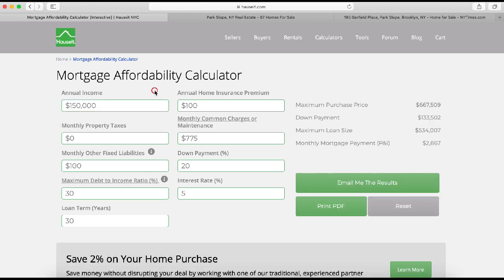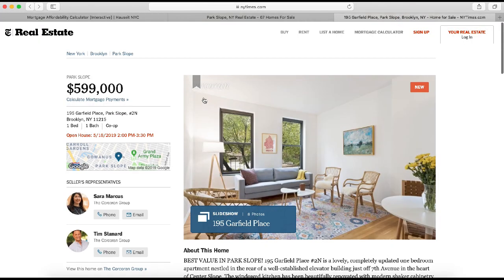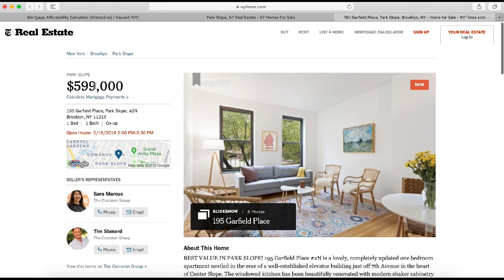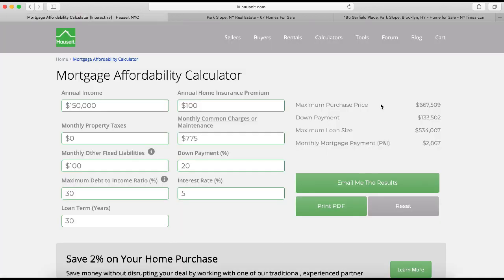Now in this case, we've put the assumptions for this listing, which is asking $599, and it appears that our maximum purchase price is higher than that asking price. So assuming we have $133,000 in savings, plus around 2% for closing costs, in theory, we can afford that property.